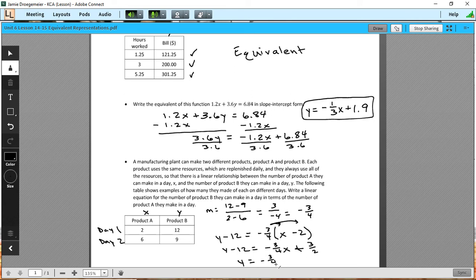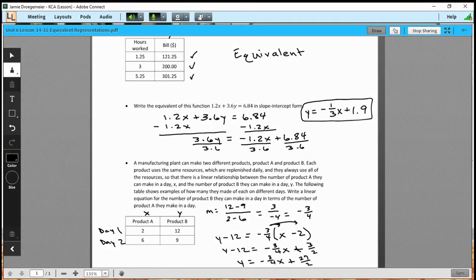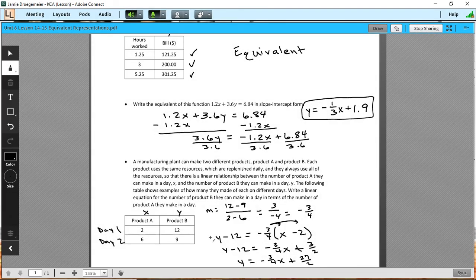So y would equal negative 3/4 x. I'm adding 12, which is the same as 24/2. 24/2 plus 3/2 is 27/2. So this would be an acceptable equation in point-slope form, and this would be our equation in slope-intercept form. All right, and remember, those are equivalent expressions.